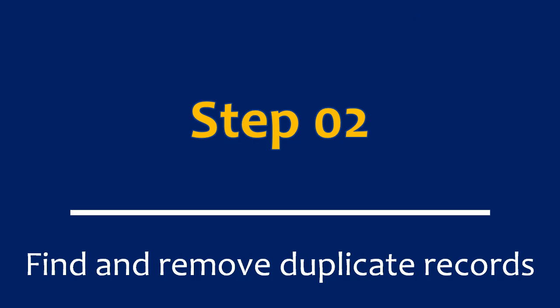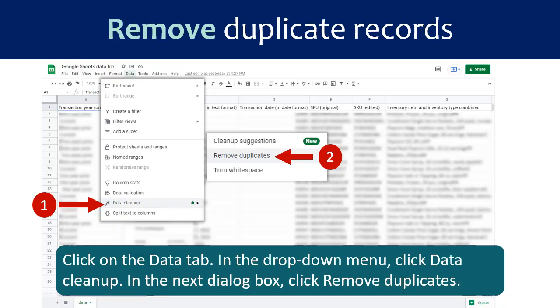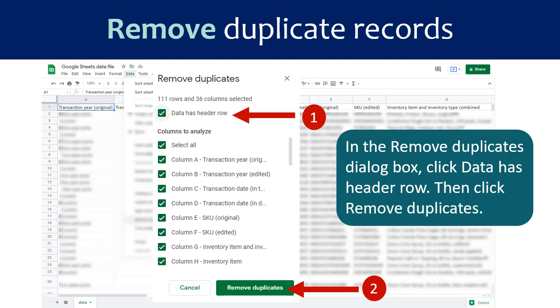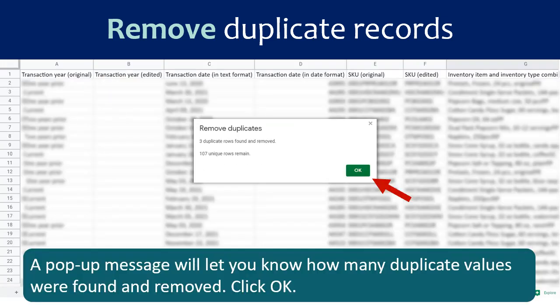In this step, we will be finding and removing all the duplicate records in the data. Click on the Data tab. In the drop-down menu, click Data Cleanup. In the next dialog box, click Remove Duplicates. In the Remove Duplicates dialog box, click Data has Header Row, then click Remove Duplicates. A pop-up message will let you know how many duplicate values were found and removed. Click OK.